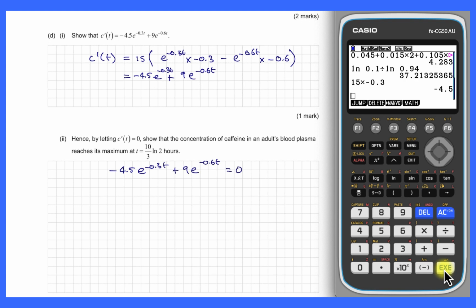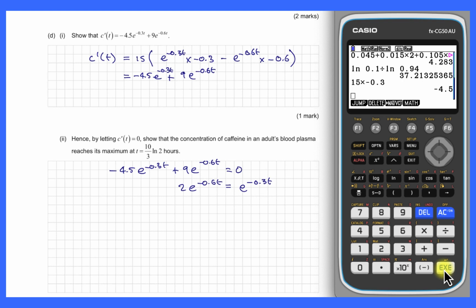Now I'm going to solve this equation. There's a few ways, but one way is to bring one of those terms to the right hand side. I'm going to move the 4.5 e to the negative 0.3t term to the right, and then I'm going to divide everything by 4.5. That leads us to 2 e to the negative 0.6t equals e to the negative 0.3t.